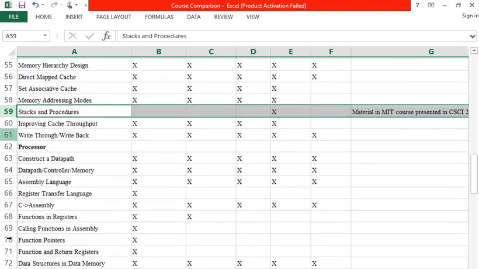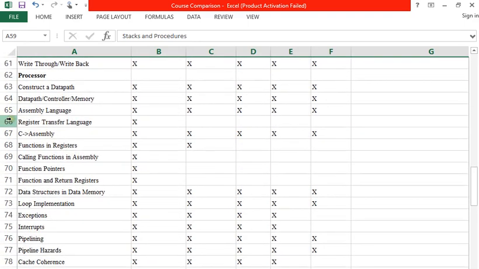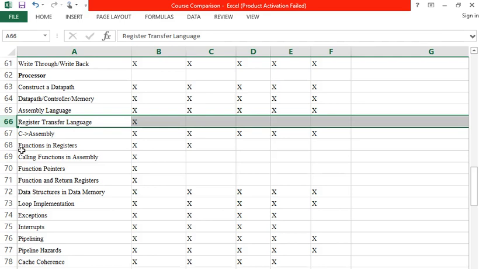For processor, constructing a data path, data controller, memory, register transfer language, that's really, in my view, very undercovered. They kind of just say, look at the MIPS green sheet, whereas I think that you should have a thorough understanding of how it's working. So to assembly. Also, everything with function pointers, function and return registers, that's not taught anywhere. So everything going over how do you call functions, how do you do pointers. You guys were my grand experiment in seeing how well that would be picked up, and I can say that you guys did very well.